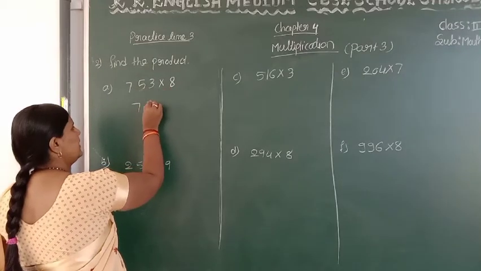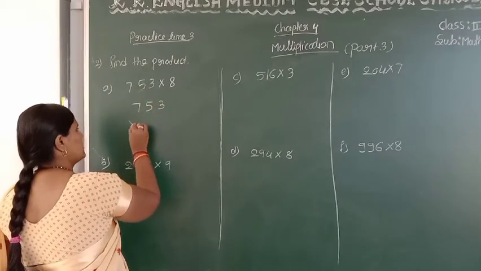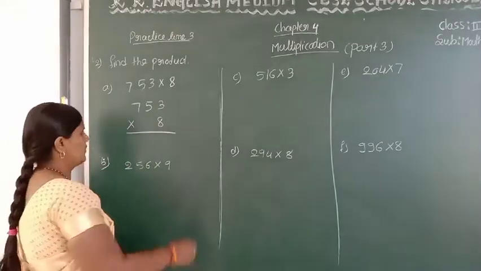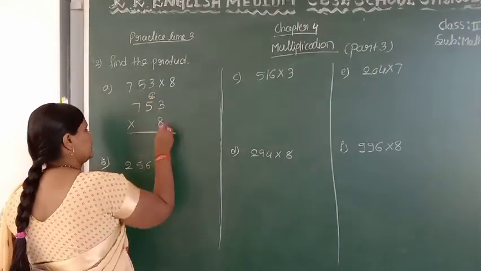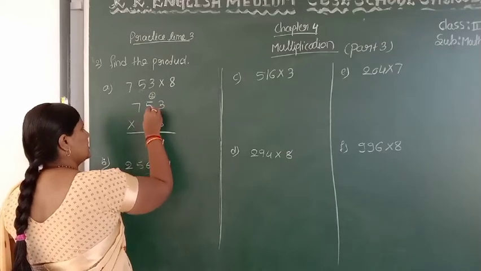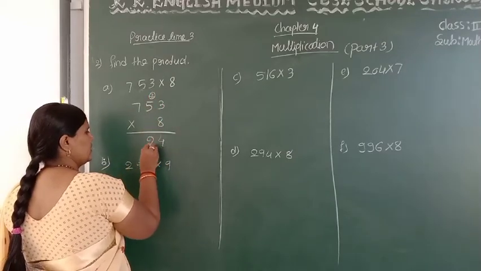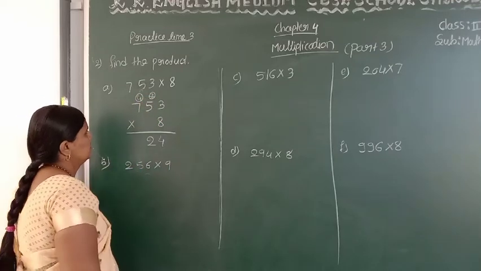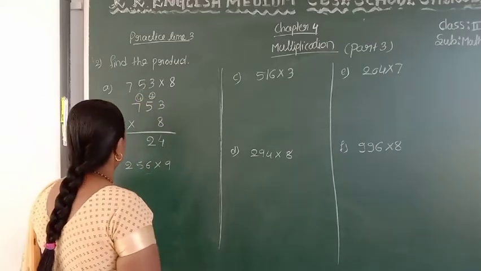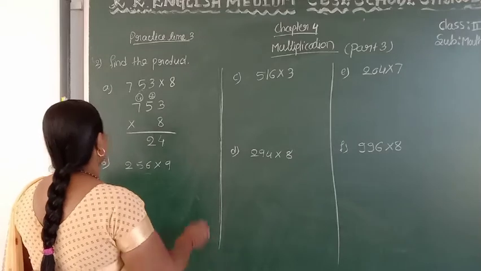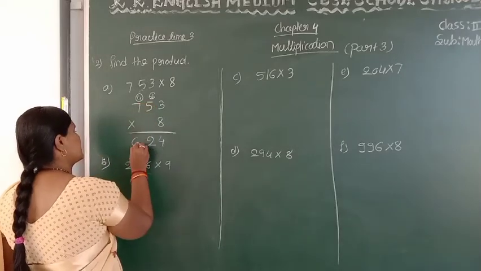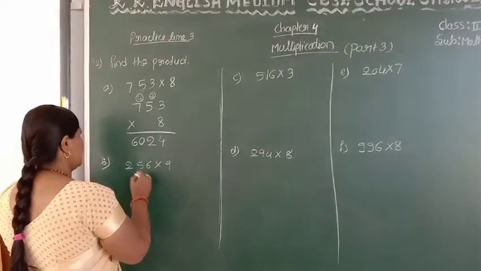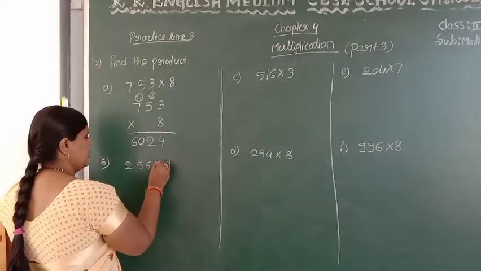7053 into 8. First write down these problems like this. 8 3s are 24, write 2 and write 4 here. 8 5s are 40, 40 plus 2 is 42, write 4 here. 8 7s are 56, 56 plus 4 is 60. Answer is 6024.